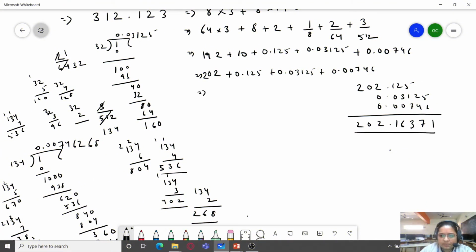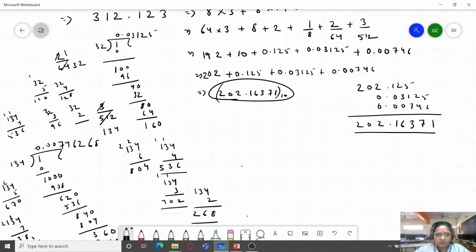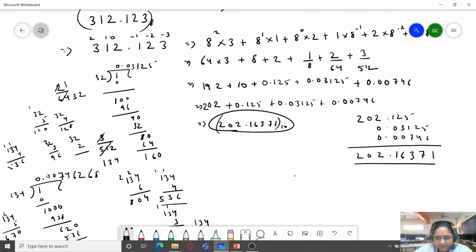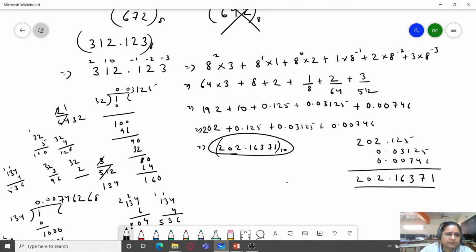So this is the number we are getting, 202.16371, which is the decimal equivalent of this number, that is 312.123. So this is how we will convert any octal number into its decimal equivalent.